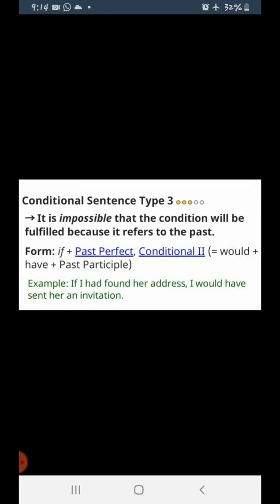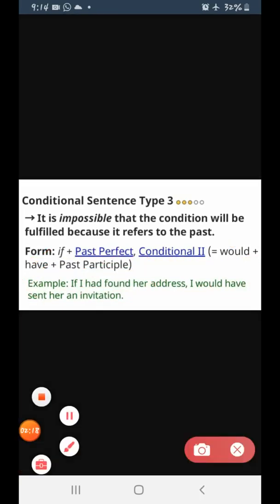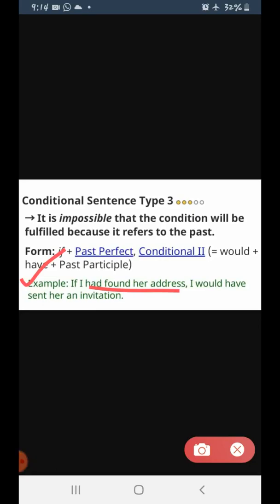Okay, I repeat again. Example: if I had found her address, I would have sent her an invitation. Clear? This statement shows that I have not found the address. So here the statement is not fulfilled because it refers to the past time. Clear to everyone? Okay, next.